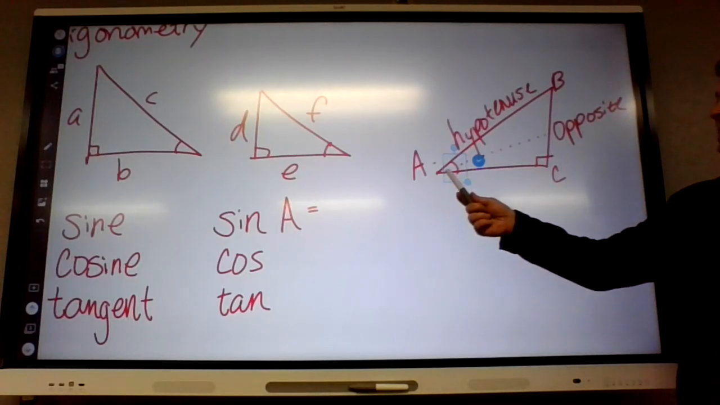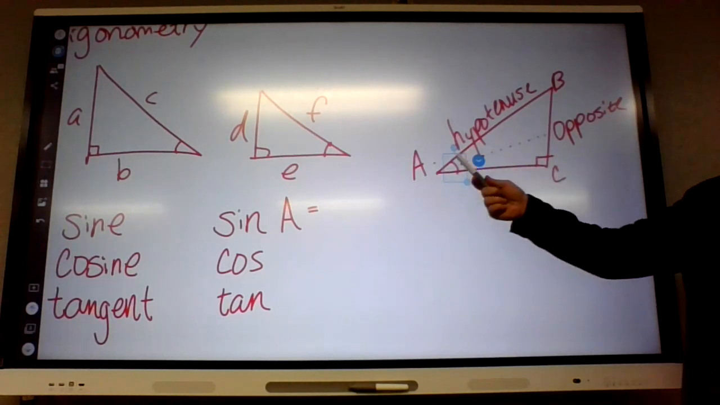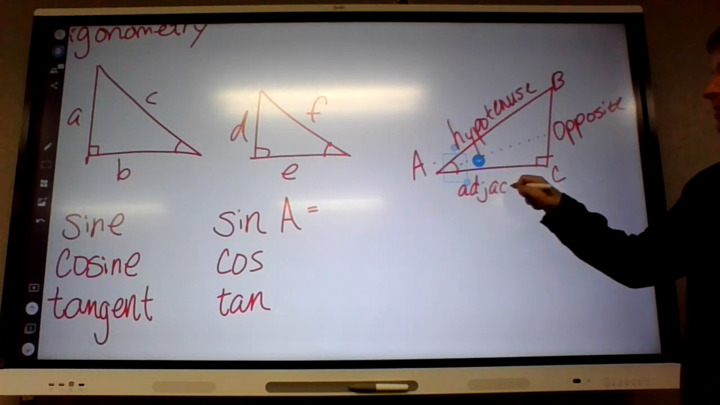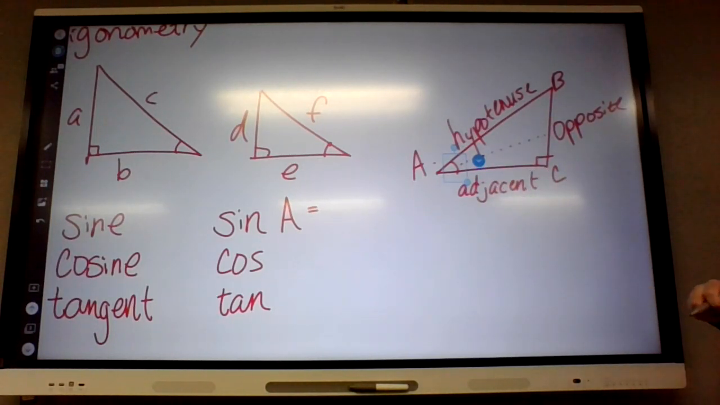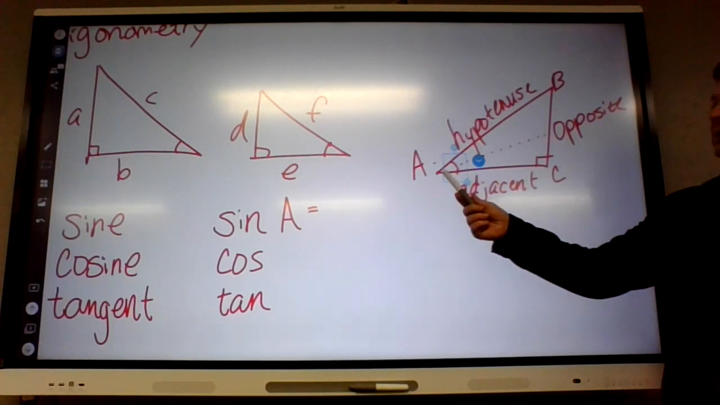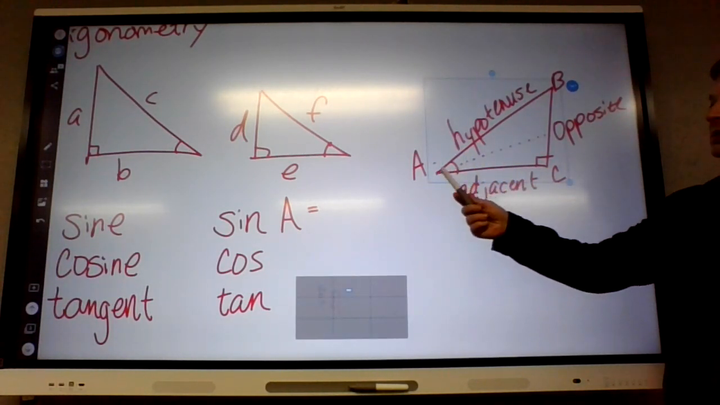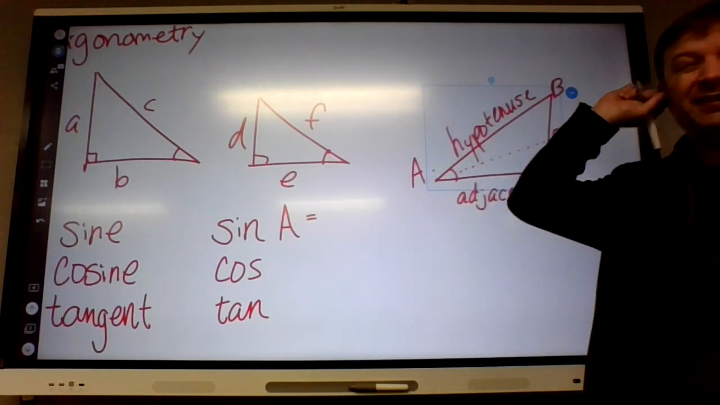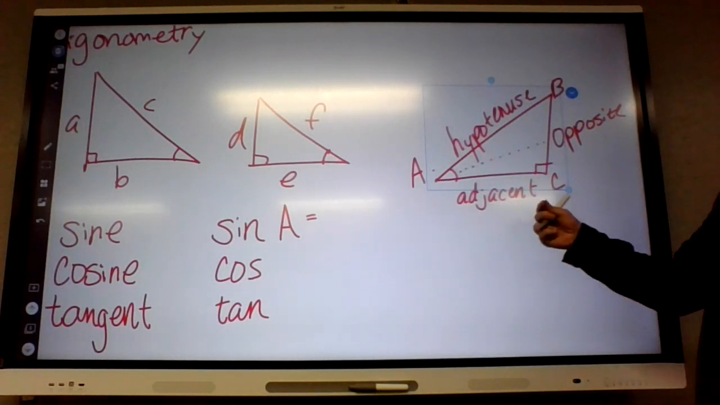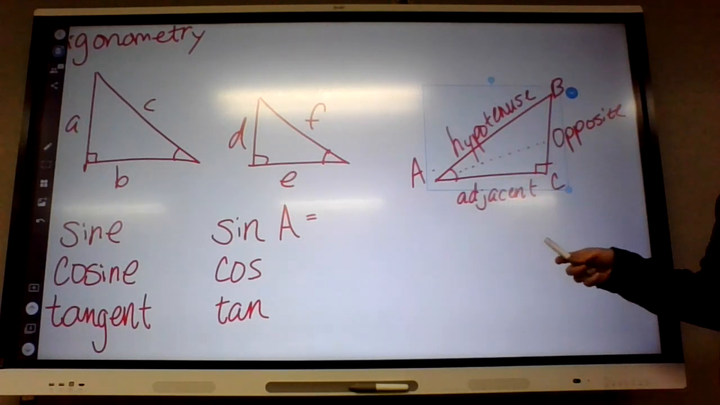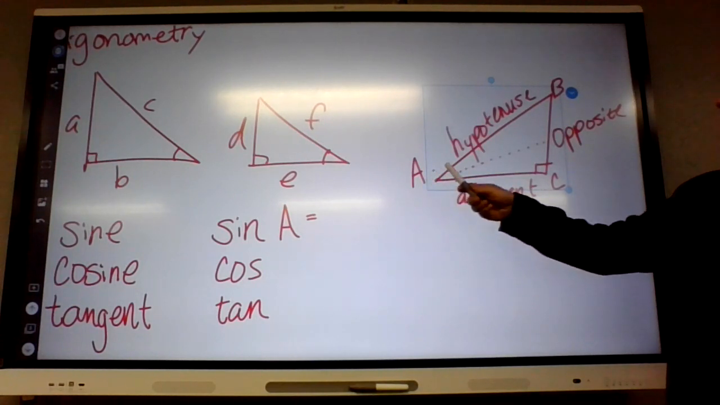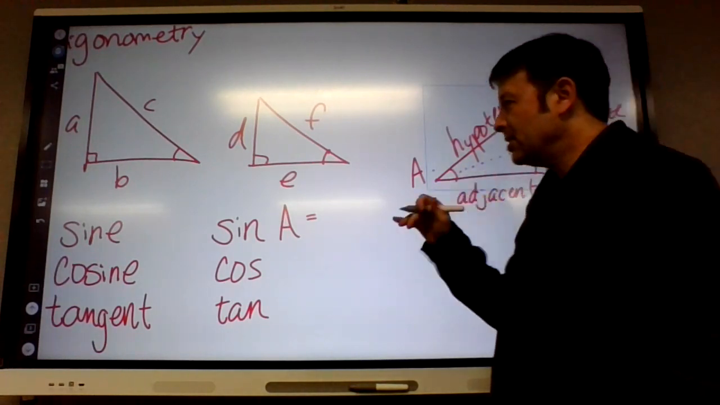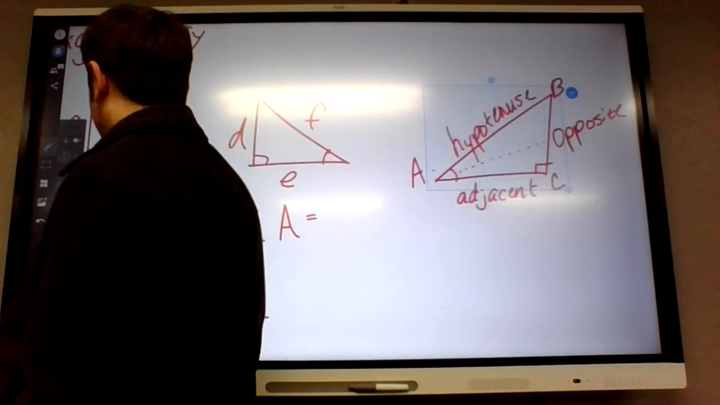Okay, the side that's next to angle A that is not the hypotenuse is called the adjacent side. So the opposite but not the hypotenuse? No. The side that is next to angle A that is not the hypotenuse is called the adjacent. Adjacent is a fancy word that means next to. So that's not just a math word, that's just a word. But adjacent means next to. So this side is adjacent to A. The hypotenuse is also adjacent to angle A, but we call it the hypotenuse. Okay, that's if you're talking about relative to angle A.